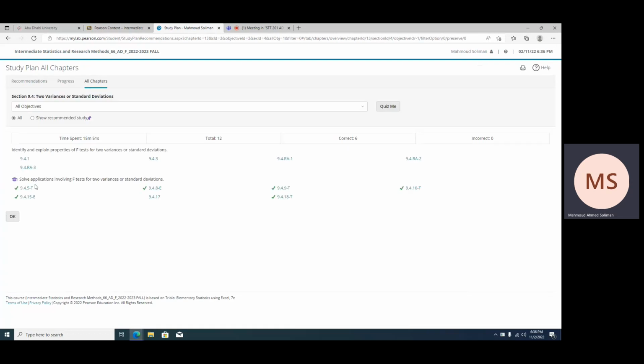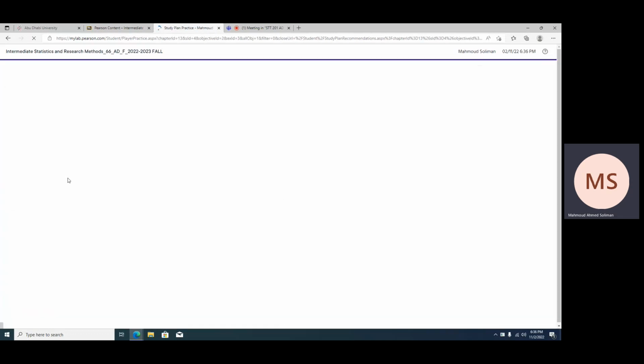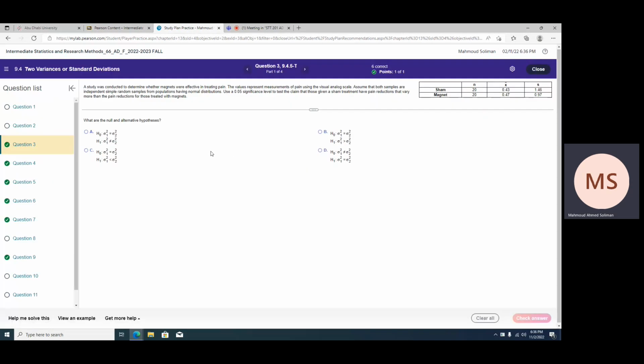So, two variances and standard deviation. No, I don't think it's here. It's in the homework. This was the variance. Okay, so here: test the claim that the sham treatment pain reduction varies more than magnets. So sham more than magnets.